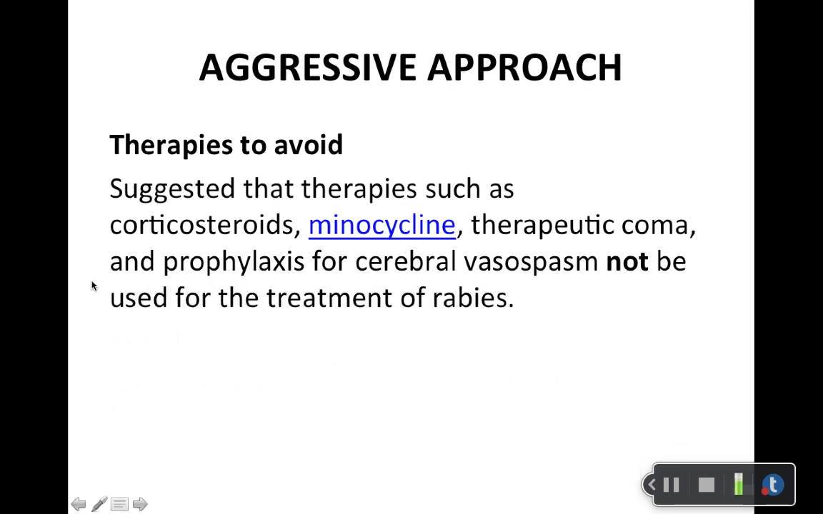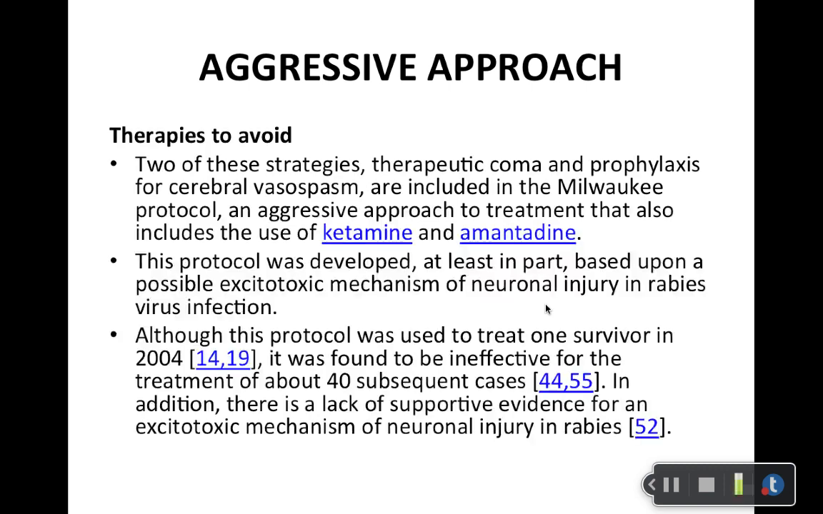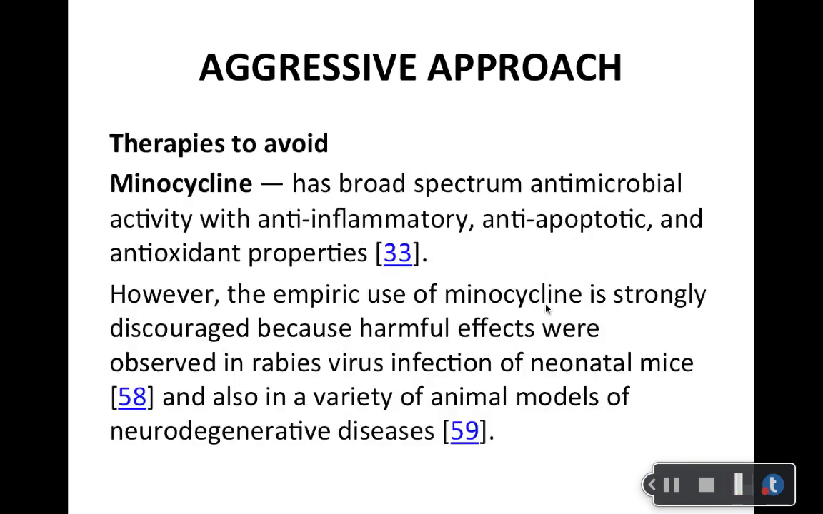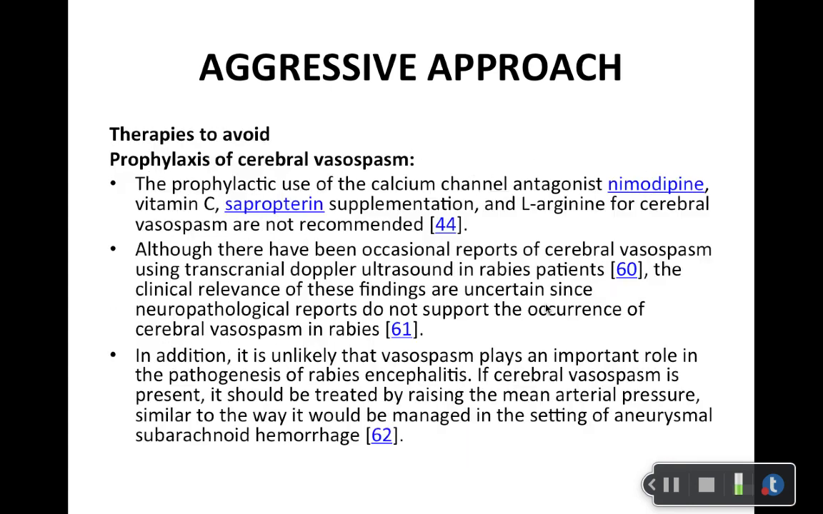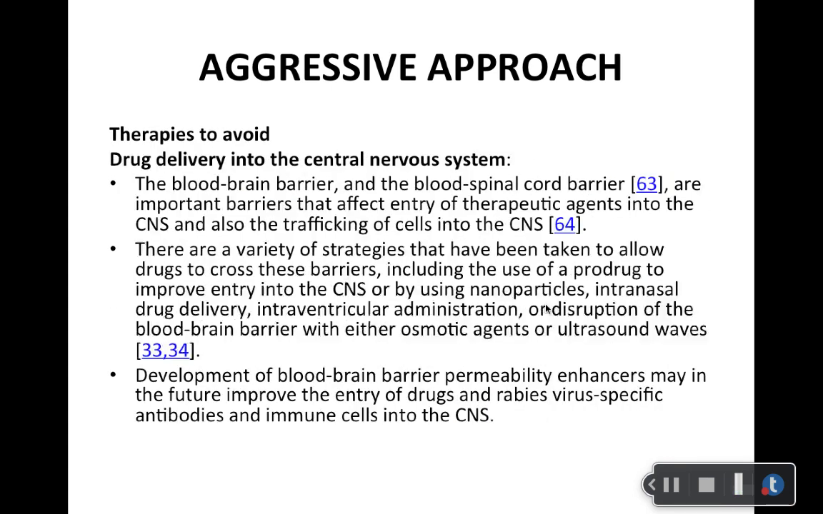Therapies to avoid here, I would pay attention to these in the aggressive approach. Corticosteroids, minocycline, therapeutic coma, and prophylaxis for cerebral vasospasm should not be used. And then it goes through and explains why, so just go ahead and read through those, but know which ones should be avoided. I think that'll be important. And yeah, same thing, avoid that.